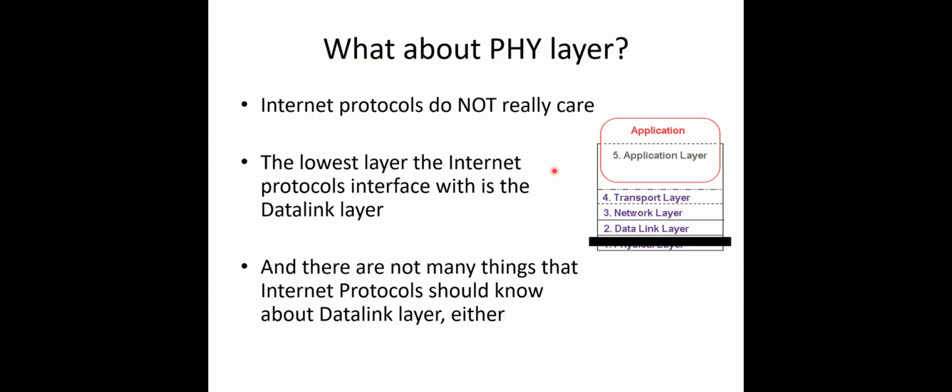First of all, why do we begin our discussion at the data link layer? Why not the physical layer? Well, the reason is that Internet protocols do not really care about it. It doesn't mean that the physical layer is unimportant. In fact, without the physical layer, communication is impossible because that's where the real movement of data happens. In some sense, all the other layers stacked up on it are illusions.